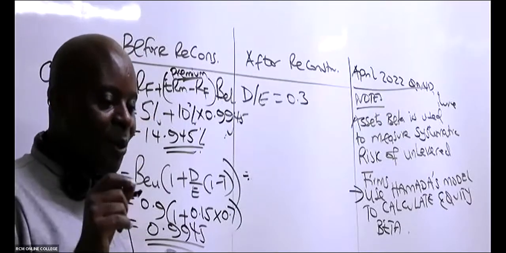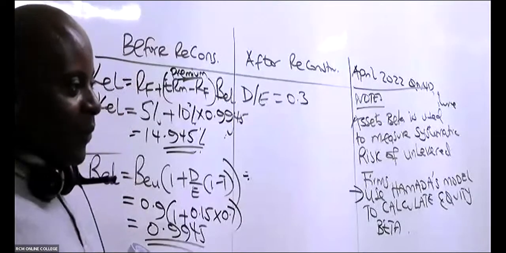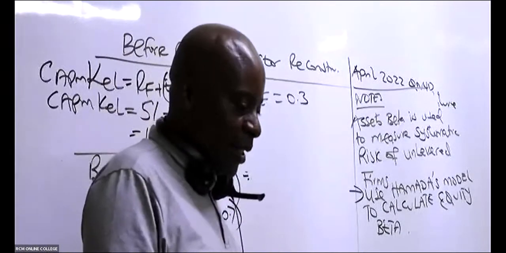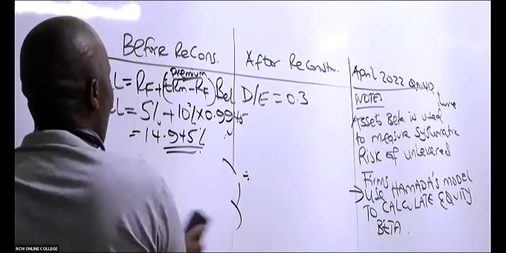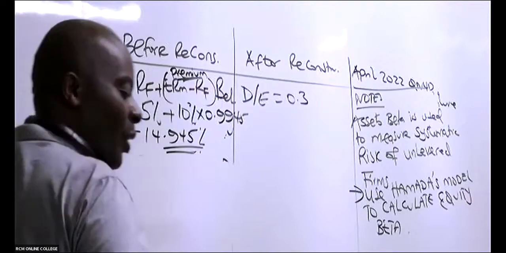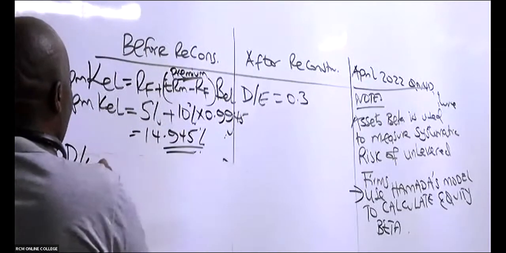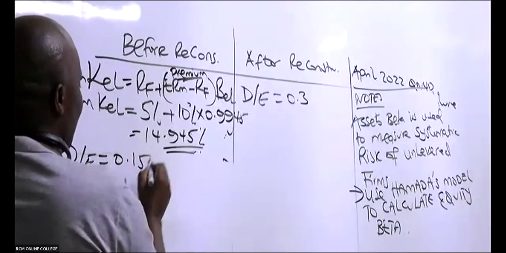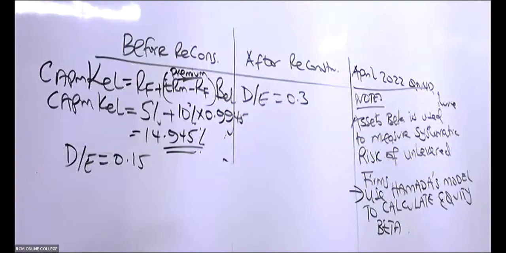First we shall get the weights. Because you see, to get WACC, we need the weights, isn't it? So go ahead and give me the weights here. Before reconstruction, we know our debt to equity. So debt to equity is 0.15, isn't it? So I want us to get the weight of debt.